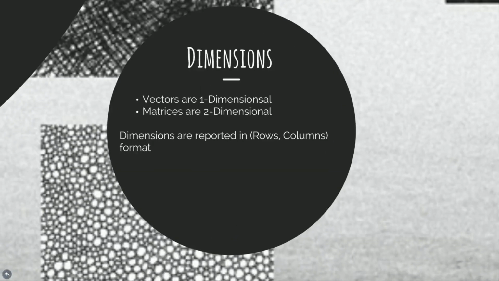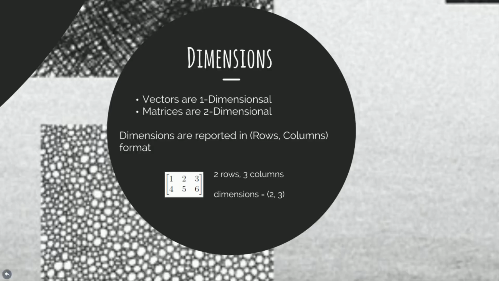Let's talk about the dimensions. Vectors are one-dimensional, matrices two-dimensional, and dimensions are typically reported in a rows columns format. So for example, if we had this matrix, so it has 2 rows and has 3 columns, we would say that this matrix has the dimensions of 2 by 3. Or alternatively, you might hear simply, this is a 2 by 3 matrix, and that 2 by 3 implying the 2 rows and 3 columns.